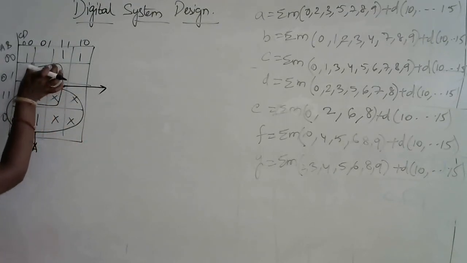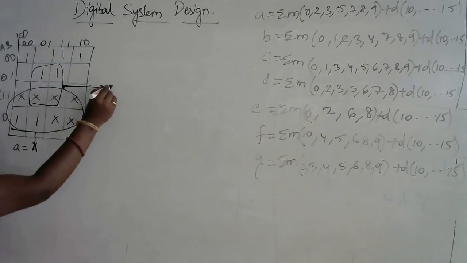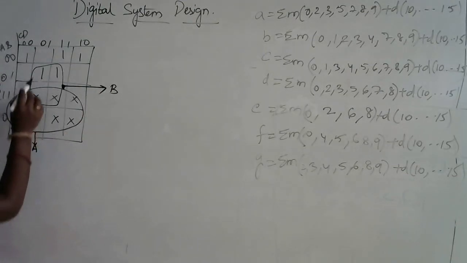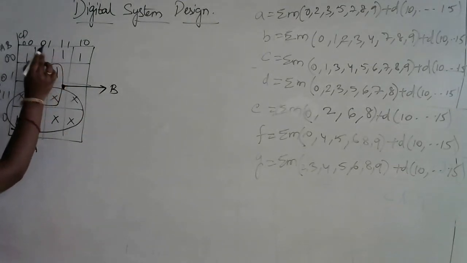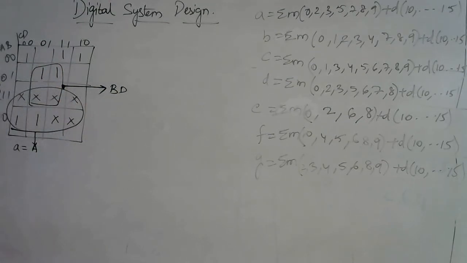And for this quad, first observe the rows. In these 2 rows, these 2 are common. So A will be cancelled out, left over with B. And columns C and D. C is having different values, so left over with only D.